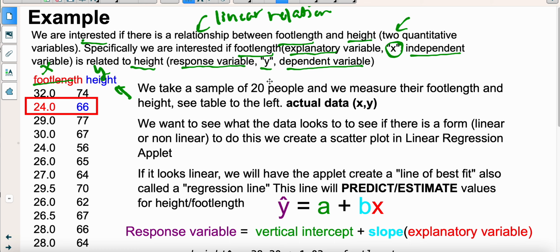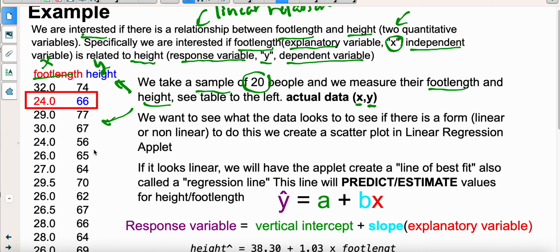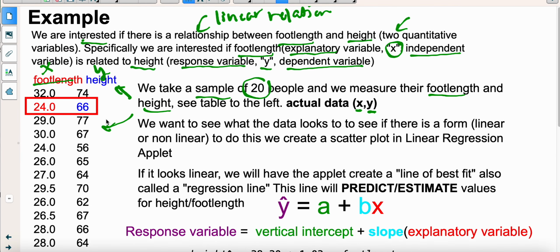All right, so in order to determine that, we can't capture the entire population and look at the relationship, so we take a sample. We took a sample of 20 people, we measured their foot length and their height, and this is it in the table here. So we wrote down foot length is X, height is Y. We need to put them in coordinate pairs because we want to plot them as a scatter plot. Here are all my 20 data points.